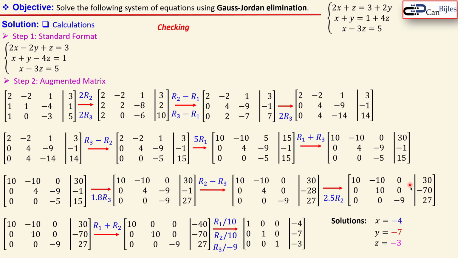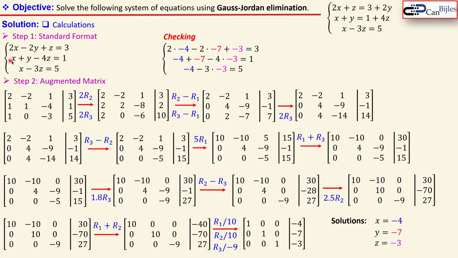Let's now check that these values, the solutions, are indeed correct. So we can do that by substituting these values in these equations. So x is minus 4, y is minus 7, and z is minus 3. For this equation, it should then sum up to 3. Let's see that. 2 times minus 4 is minus 8. And you get here minus 2 times minus 7 will be plus 14. So in total you get plus 6, minus 3, because plus minus is minus. So 6 minus 3 will be 3. So this is indeed correct.